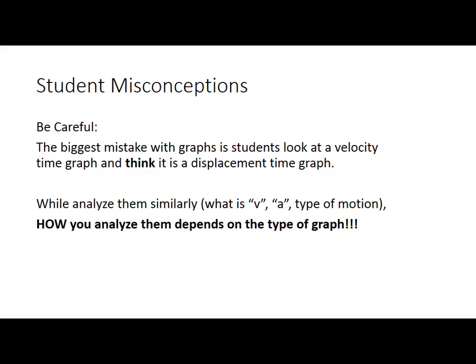So there are obviously big things people make mistakes with on the velocity time graph. I actually see more people do better with the velocity time graph, but we still make some mistakes. Again, they look at a velocity time graph and interpret it as a displacement time graph. Obviously, that'll be completely wrong. While analyzing them, you need to know what V and A are and how that depends on the type of graph. So you have to be very careful.